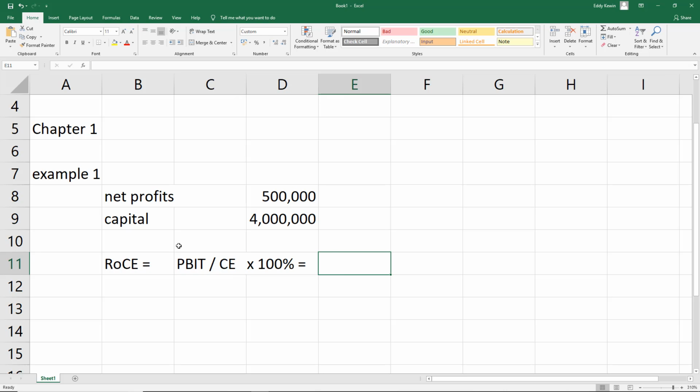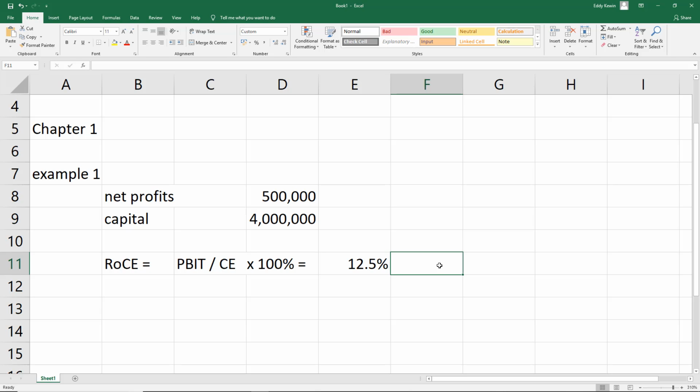And what that's now going to do is give me the 500,000 divided by the 4 million and then multiply that up by 100%. I can just put in my percentage format here. That gives me a 12.5% return.